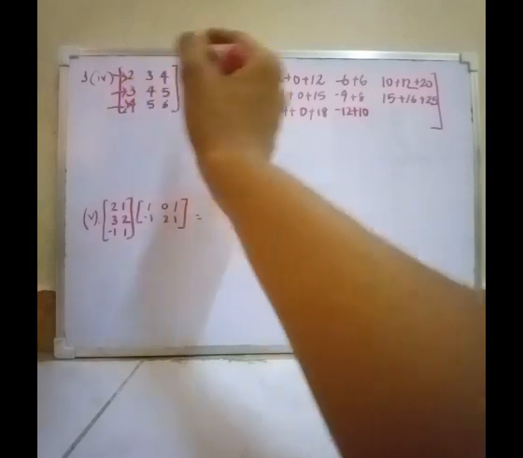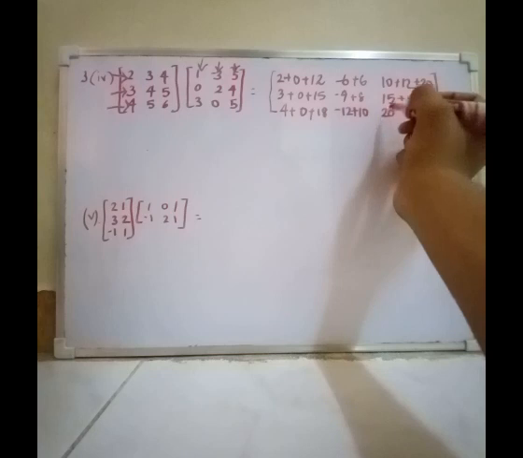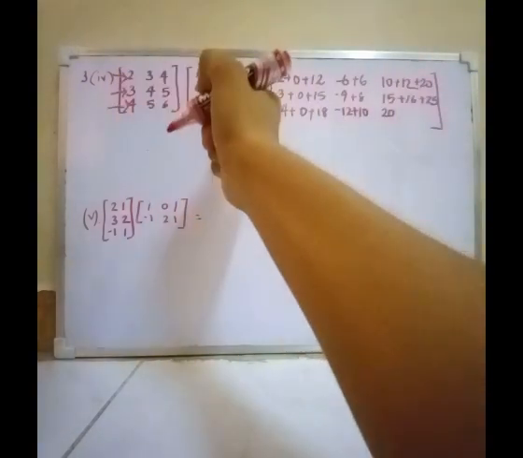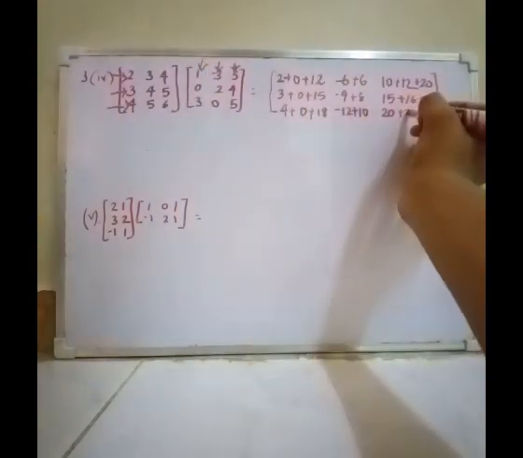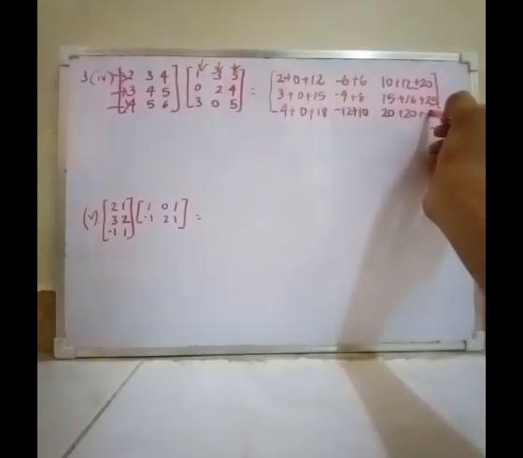So now doing third one with third one, 4 times 5 would be 20, then 5 times 4 also would be 20, and 6 times 5 would be 30.